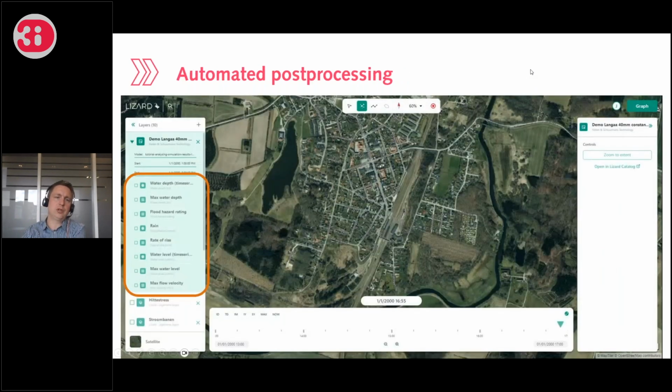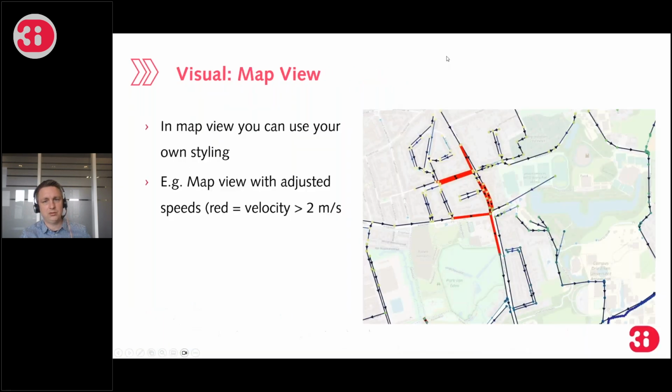You can also use the automated post-processing. So, for example, different water depths over time, flood hazard rating, rainfall that went into it, especially useful if you used, for example, a radar rain. Also, the rate of rise might be useful in case of flooding. Well, this kind of automated post-processing is included.